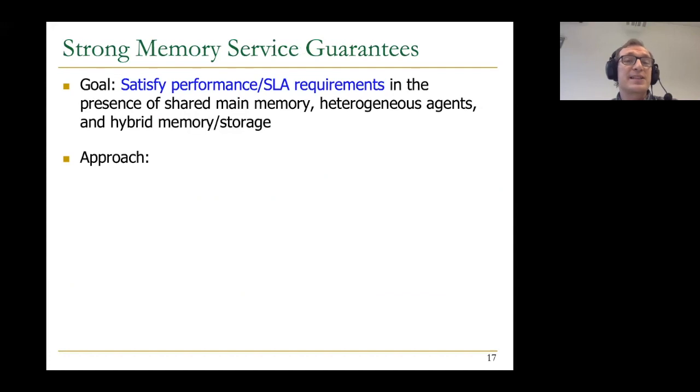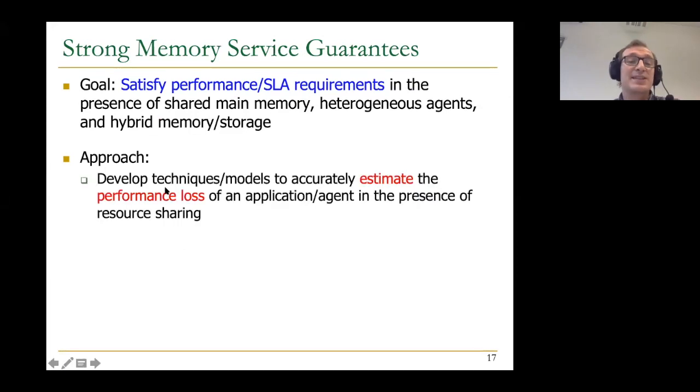And I think one of the things that's really going to be important going into the future is strong memory service guarantees. How do we solve this problem of providing strong service guarantees? The idea is to satisfy performance and service level agreement requirements in the presence of a lot of messy, shared, heterogeneous resources: heterogeneous agents, heterogeneous memory and storage, and different kinds of heterogeneous hierarchical memory levels. One approach that we have been following, and that's important to follow, is to understand how we can model the system: basically develop techniques and models to accurately estimate how well you're doing in terms of your performance requirements for a given application or agent in the presence of resource sharing.